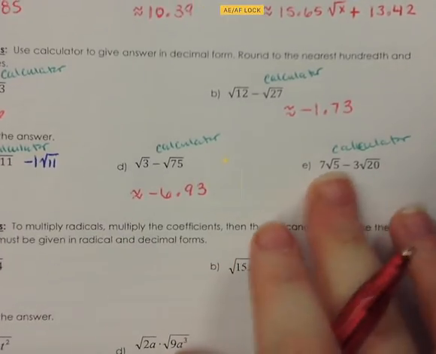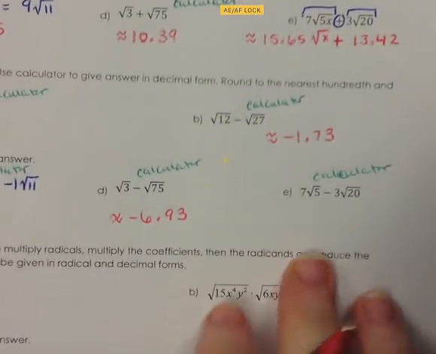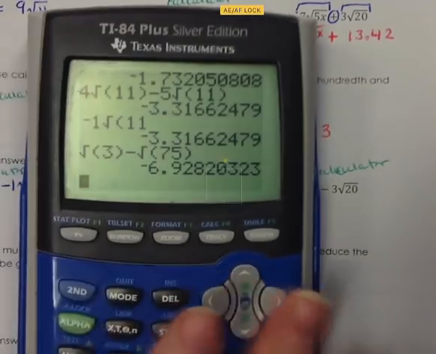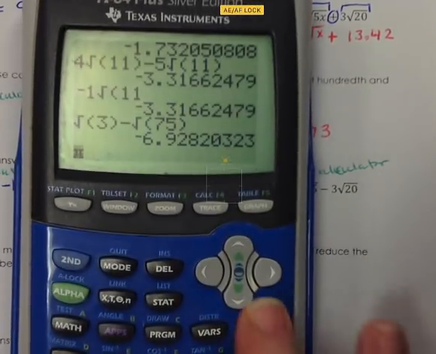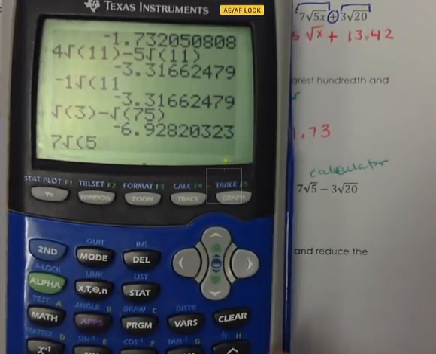And then example E, also just numbers. This is very similar to E up here, but these have letters in it. So you always gotta check to see if you have letters. So we have 7 square root of 5, close the parentheses, minus 3 square root of 20, close parentheses.